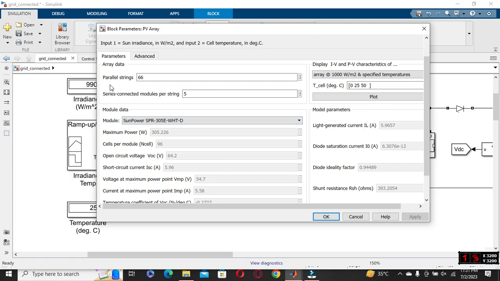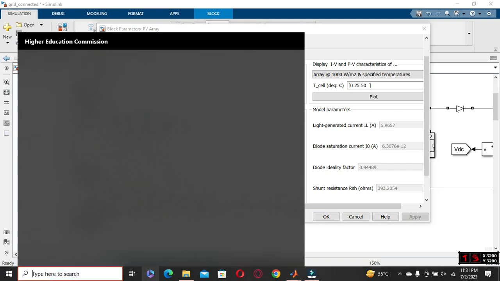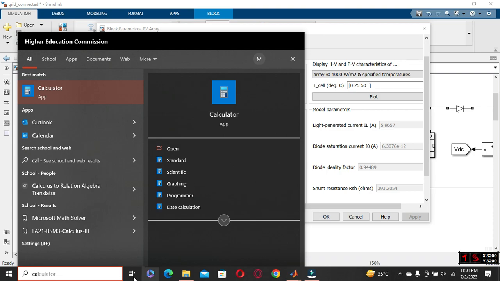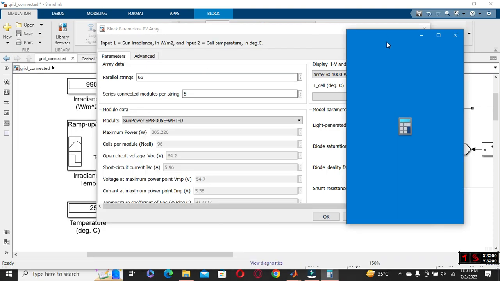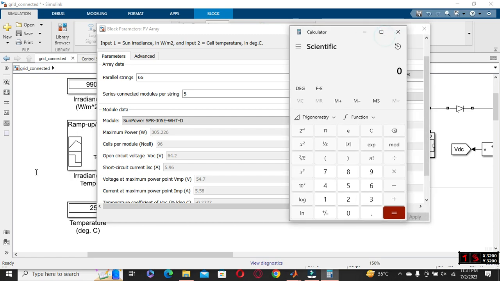If you multiply, let me multiply this one, and you will easily understand. Each panel is 305 watts. In parallel strings, we have 66 panels connected in parallel, like 1 2 3 4 5 6 7 8 9 10 11. So these solar panels are connected in parallel, like 66 strings. Let me explain this one on the PowerPoint.